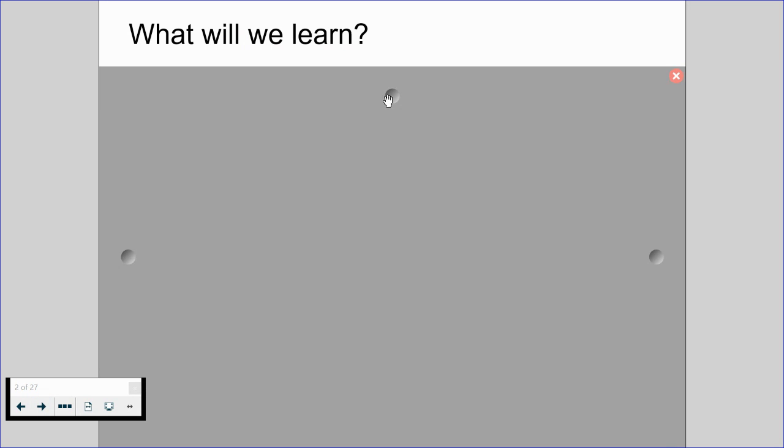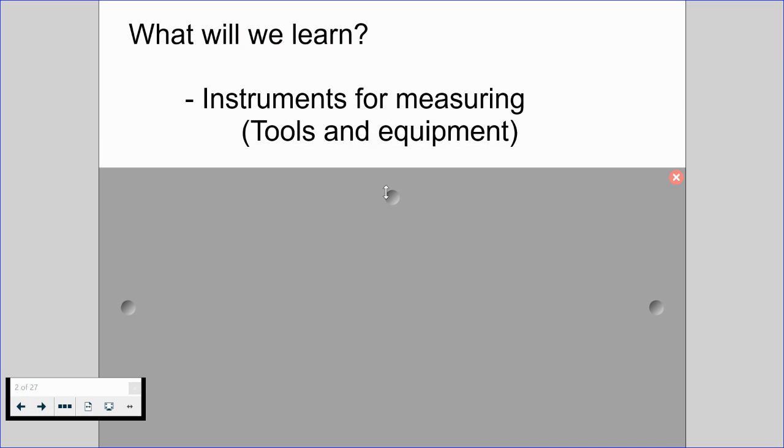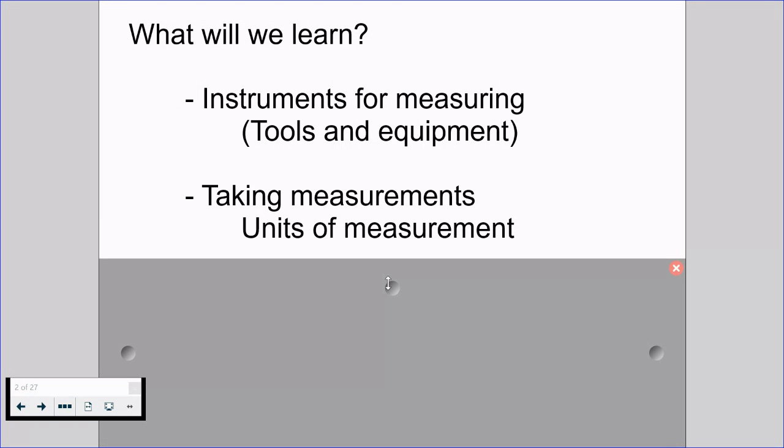So, what are we going to learn? We are going to be learning the different instruments for measuring things. These are called scientific tools or also called scientific equipment. We are going to talk about ways to take measurements, and we're going to be focusing on units of measurement.